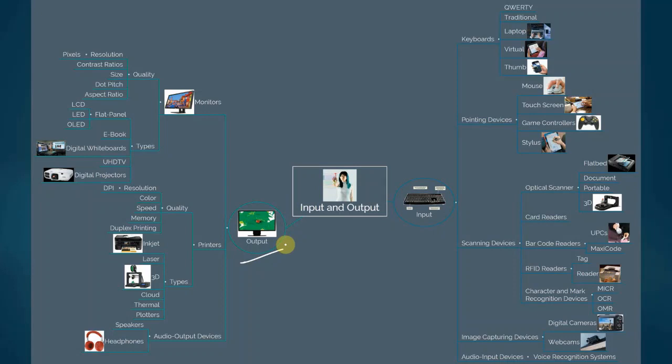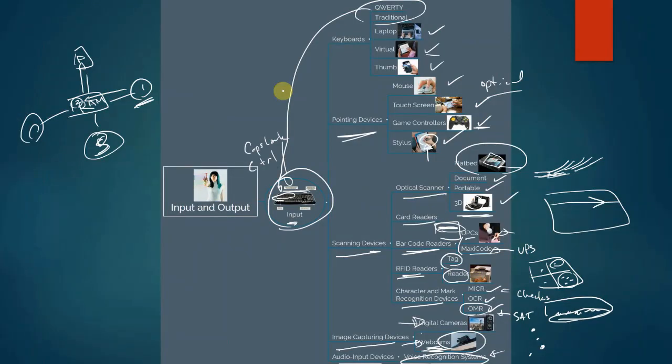Output devices. Output is basically our processed data or information. So if we go back to our previous screen here, you can see that once you've inputted something, it's processed in the RAM, and it's going to be outputted so that we can see it.